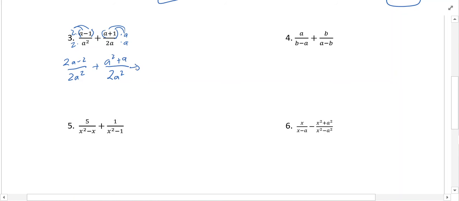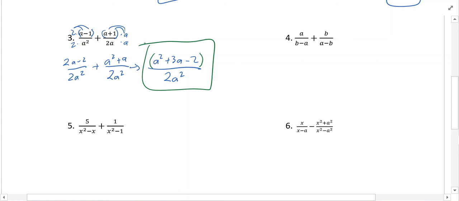So then now that I've done that, I can go ahead and add like terms on the numerator. So a squared, there's no other a squared, so I'm just going to bring that over. 2a plus a is going to add to 3a. And then negative 2 is by itself, so minus 2 over 2a squared. Remember this trinomial, again, it's in an invisible set of parentheses, so you don't want to simplify it with what's in the denominator. It's a trinomial, so you leave it alone. If this trinomial were factorable, then you would factor it, but this one isn't. There aren't any factors of negative 2 that add to 3, so you're going to leave it alone.